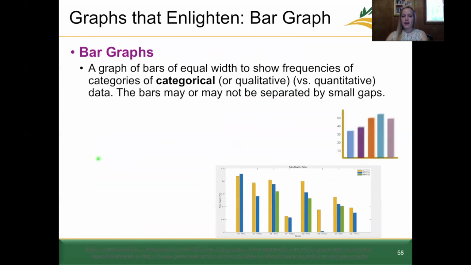Next, we have bar graphs, where a bar graph is a graph of bars of equal width to show frequencies of categories of categorical or qualitative data here versus quantitative. A note here with bar graphs, the bars may or may not be separated by small gaps. That does not indicate a gap in the data. Whereas for histograms, if we saw a gap in the bars, that indicated a gap in the data. But for bar graphs, that's not necessarily true.